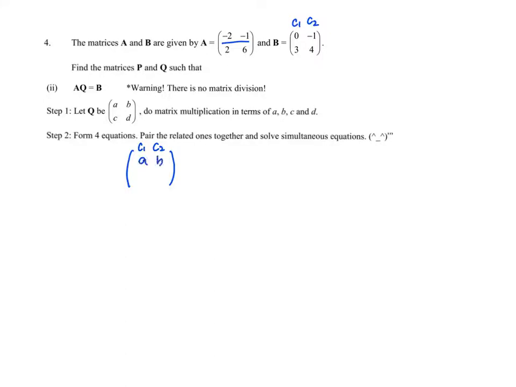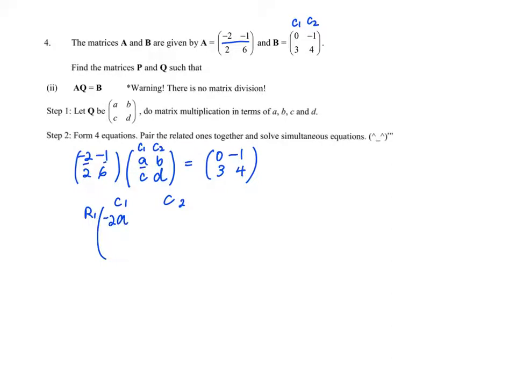Which means there will be 4 digits a, b, c, d, and A is given by the matrix -2, -1, 2, 6 equals to B: 0, -1, 3, 4. Let's now begin with our matrix multiplication. We have row 1, column 1, and then column 2. So now this is -2 times a, -2a, plus -1 times c, that will give me minus c. Okay, and we have -2 times b, -2b, plus -1 times d, so minus d.